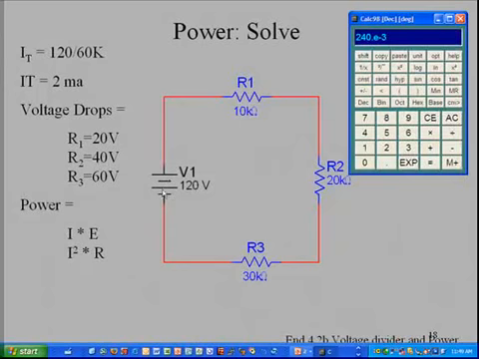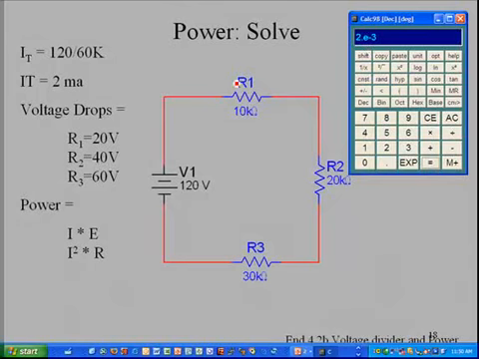So we have our applied voltage is 120 volts, and we will divide that by the total resistance in the circuit to find what is the total current. So in this case we have 120 volts applied, and we will divide that by the total resistance, and the total resistance is 60 exponent 3, that would be 60K, and so we have our value of 2 milliamps, and that's what we show right here.